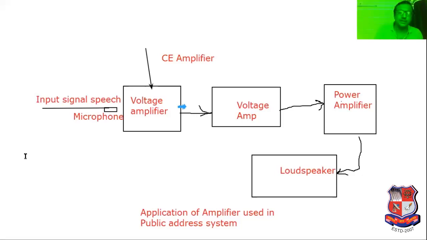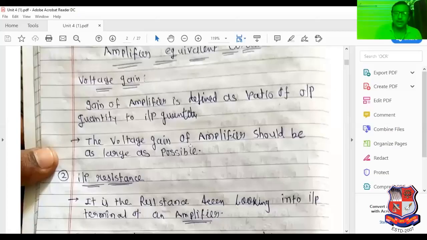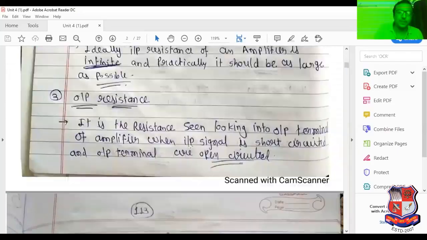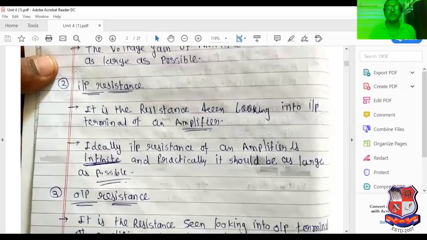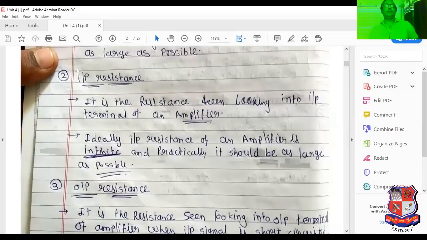Now we concentrate on the exact definition of the voltage gain and current gain. Voltage gain we have discussed: output voltage by input voltage. Now what is the meaning of input resistance? Input resistance means what? It is looking in from the amplifier. Whatever amplifier we put here in the circuit, the input side of the amplifier is known as input resistance, and ideally the input resistance value is infinite. Please remember this statement.